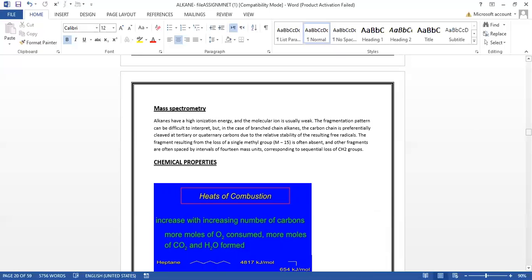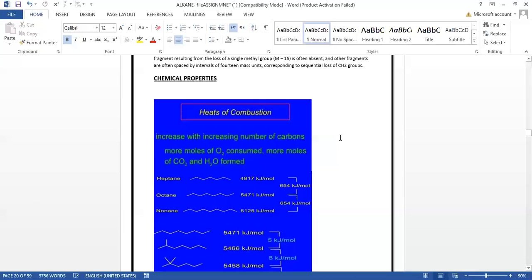Now I'm moving toward the chemical properties of the alkanes. The first property that we'll come to know is the heat of combustion. With the increasing number of carbon atoms, more oxygen is consumed, because more carbon will consume more oxygen, and more moles of carbon dioxide and water will be formed.